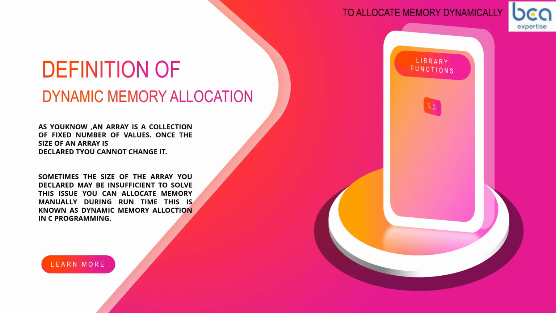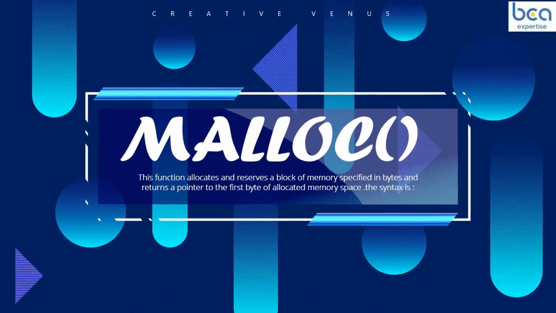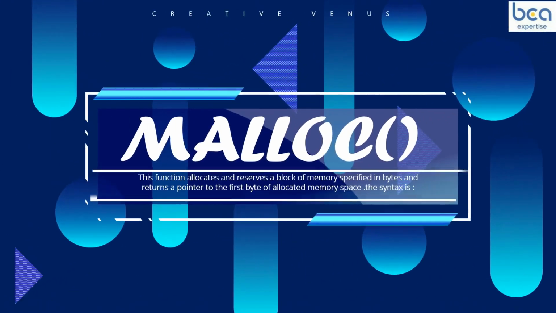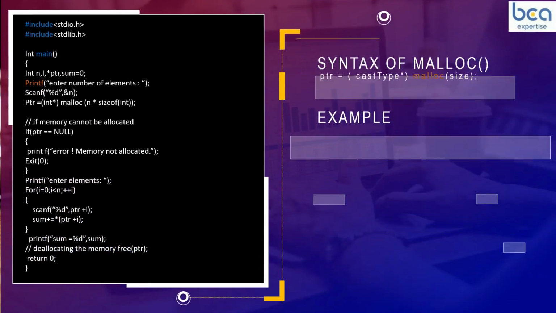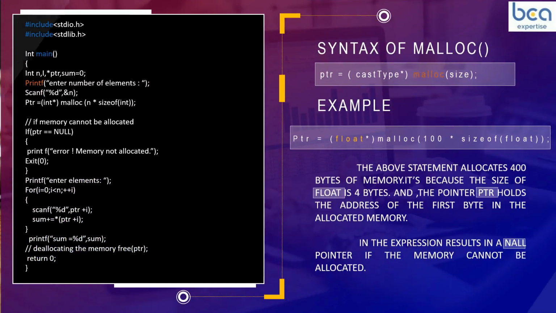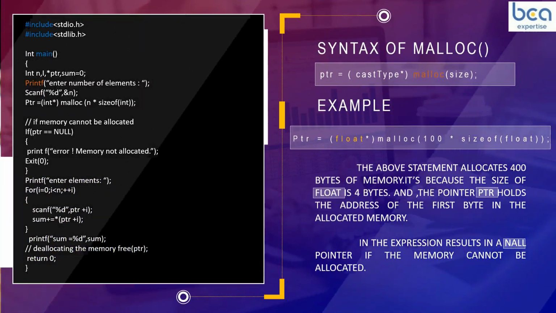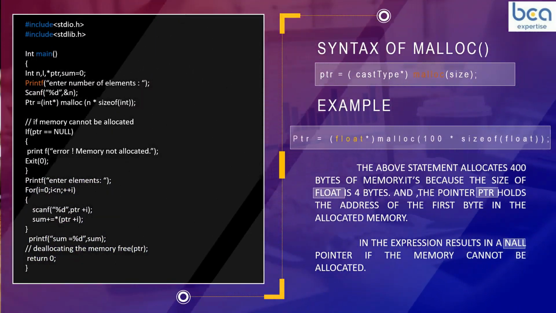Next, the functions malloc, calloc, free and realloc. The first one is malloc. Malloc is a function that allocates and reserves a block of memory of specified bytes, and it returns a pointer to the first byte of the allocated memory space. Next we see the syntax of malloc. ptr = (cast type *) malloc(size).